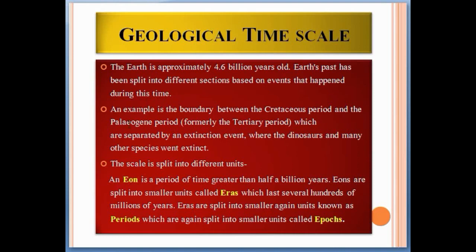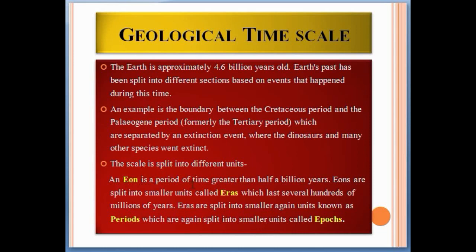You can understand it by an example. The boundary between the Cretaceous and the Paleogene periods is separated by an extinction event where the dinosaurs and many other species went extinct. So the boundary between Cretaceous and Paleogene is marked by the extinction of dinosaurs, and hence the boundary is delineated as the end of the Mesozoic era, and the Cenozoic starts from the Paleogene period. So the scale is split into different units.